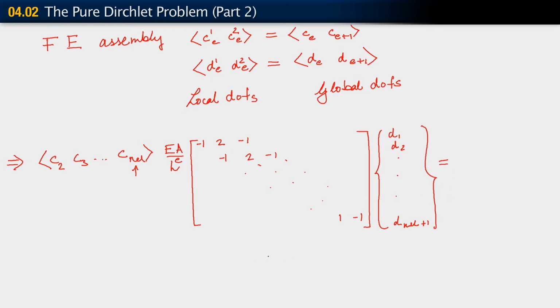This is equal to, I'm going to write it down here because I just need some more room. We have, for the forcing vector, C2, C3, all the way up to C NEL. Again, using the special case of all the element lengths being the same, we have FA HE over 2. And now the contribution that we get here is of a sort where all the entries are 2.